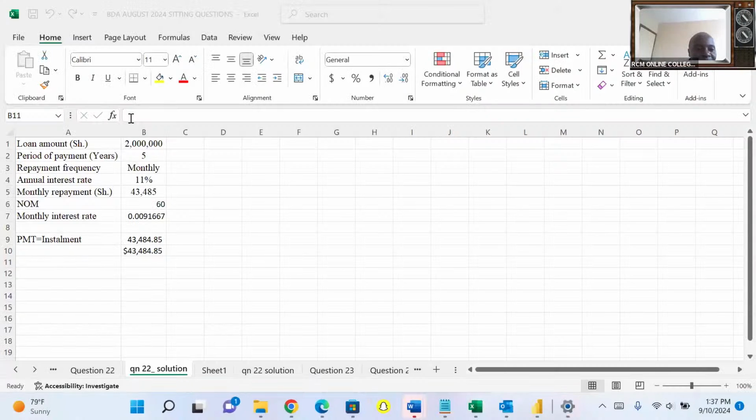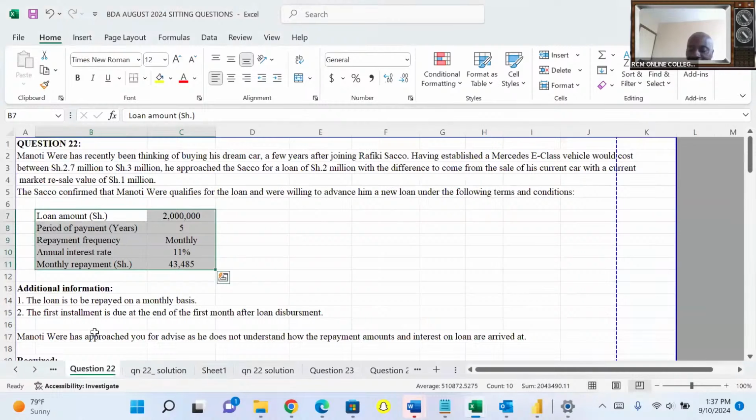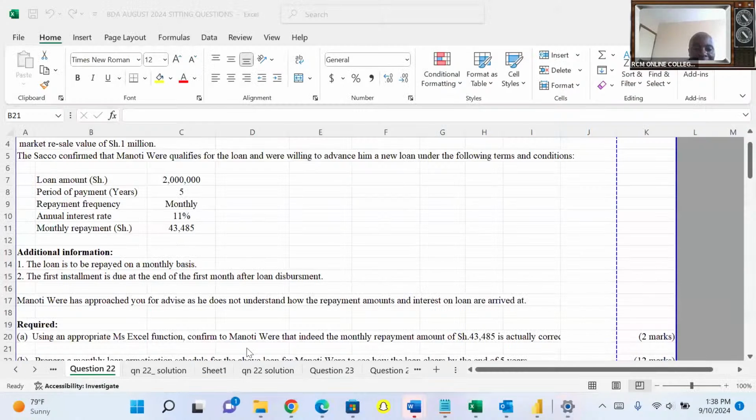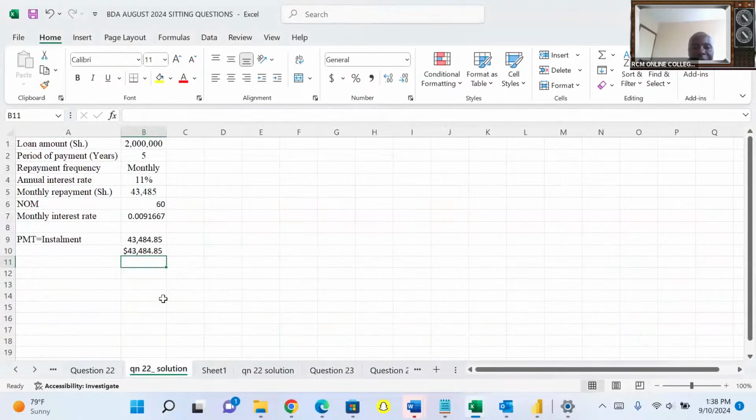So the question here, if you look at question 22, it was about confirming to Manoti that indeed the monthly repayment is 43,485. You can see from whatever you have done here in this question 22 solution, indeed we are getting this 43,484 point something. So this figure is correct.